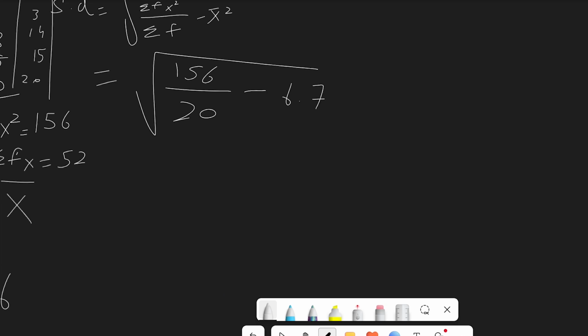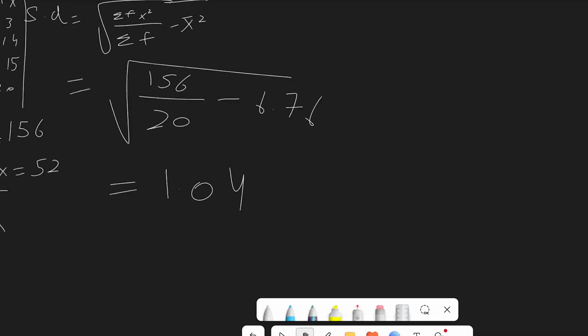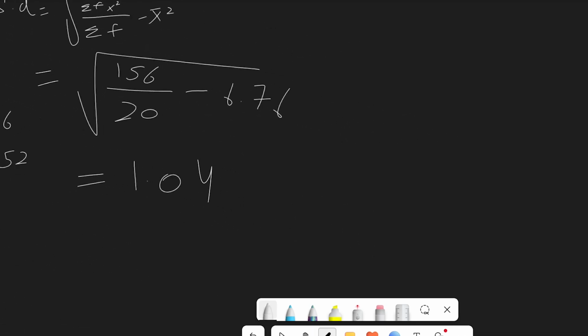So 156 over 20 minus 6.76, and the answer would be 1.04. So that is the standard deviation.